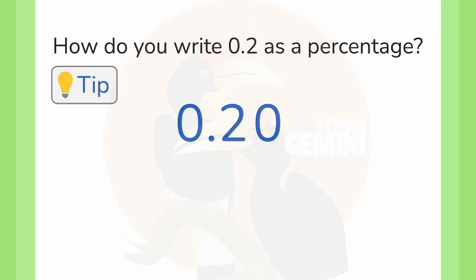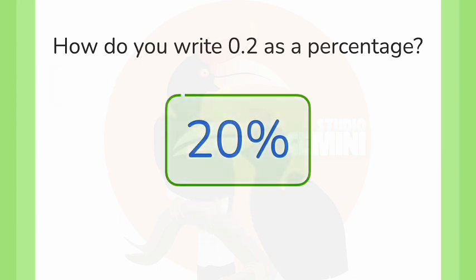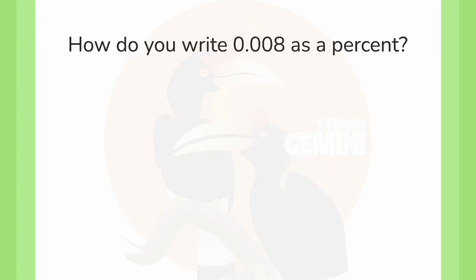Now we're ready. Here's the decimal point. We'll move it 2 places to the right. 1, 2. Great! Remove the unnecessary 0 at the beginning. Add a percent sign, and we can see that 0.2 is the same as 20%, just like we found before. You did it! Here's another example.